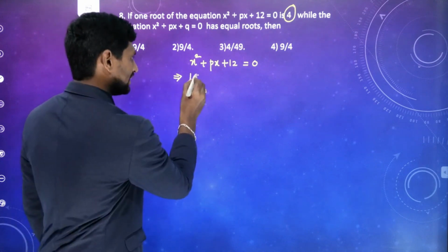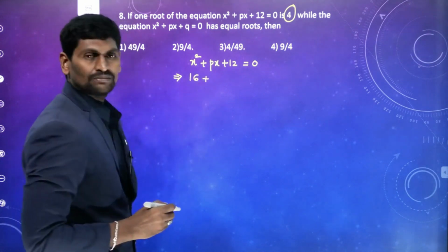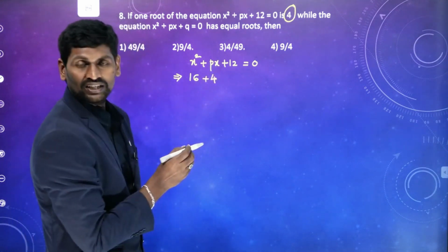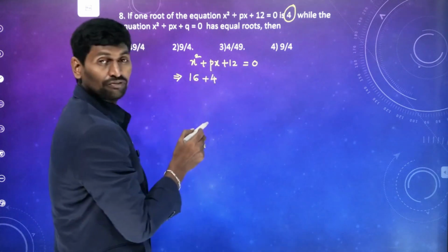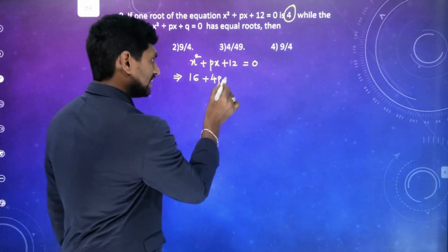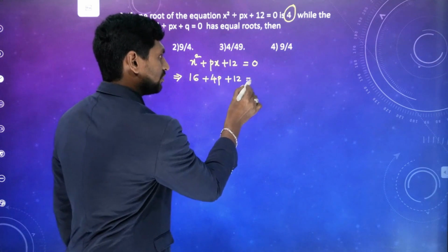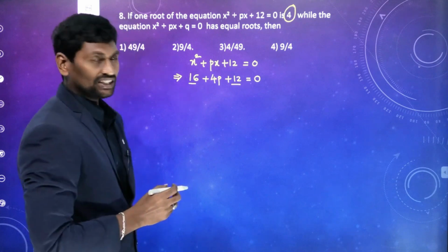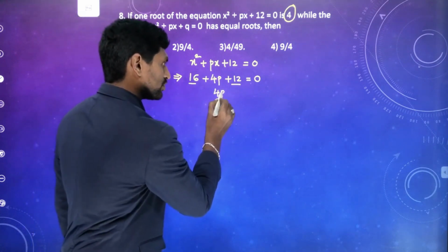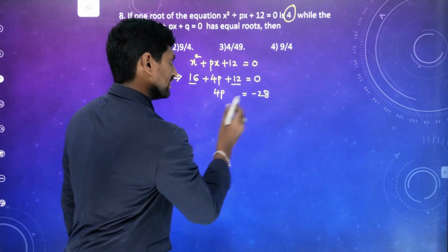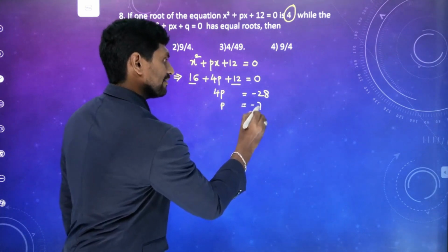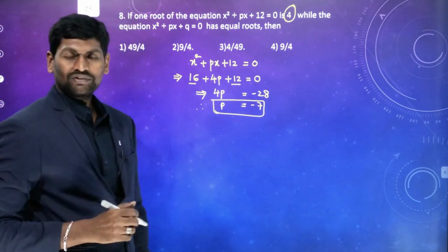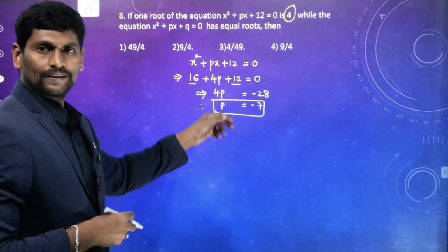So substitute 4 in the place of x. 4 square is 16, plus p into x, in the place of x we are writing 4, so 4 into p, 4p plus 12 equal to 0. Now 16 plus 12 is 28. So plus 28, transposing that side, becomes minus 28. Same way p value is minus 7, because 28 by 4 is 7. So from the first equation we found the value of p.